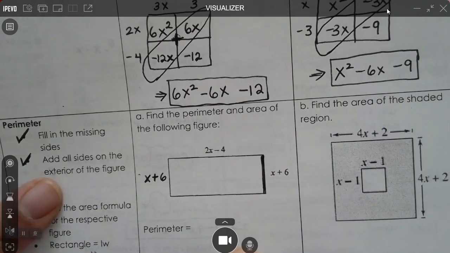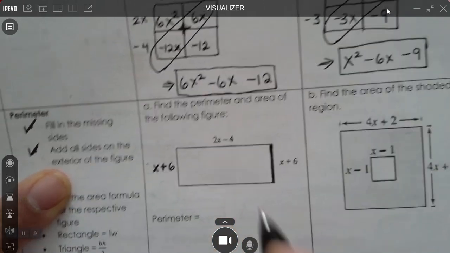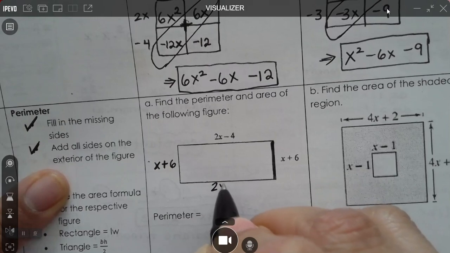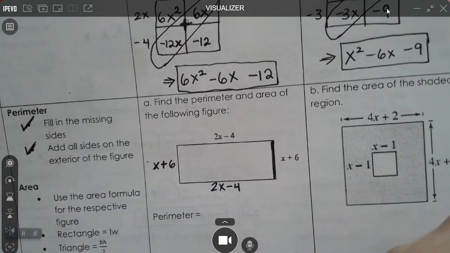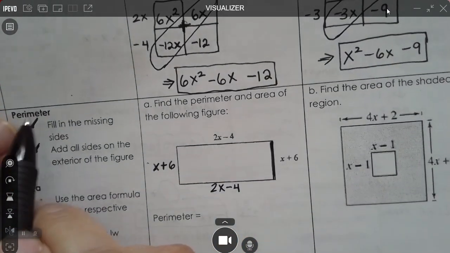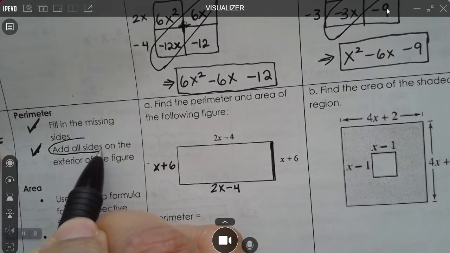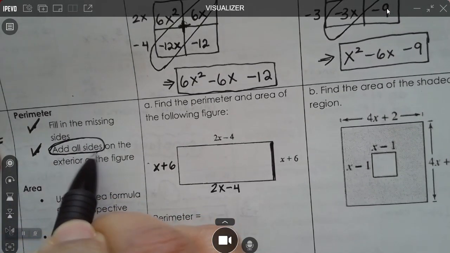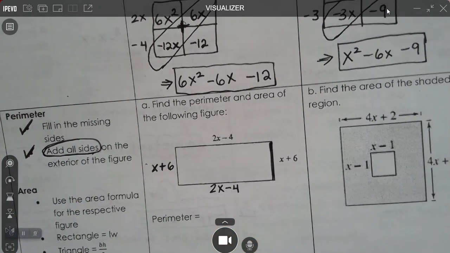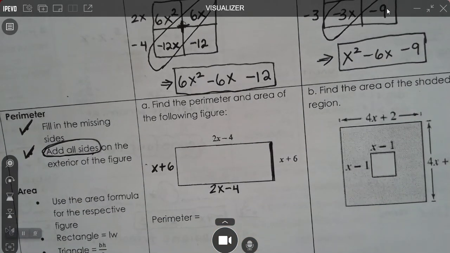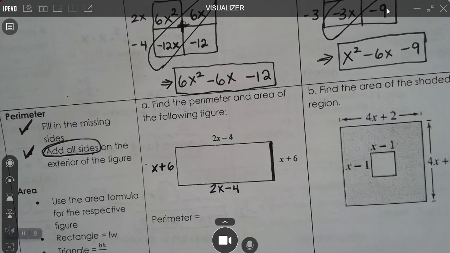Now we also have to fill in this missing side. How much is this missing side? 2x minus 4. Okay? So for the perimeter, you need to add all the sides. All right, go ahead and circle that. Add all the sides for polynomial. That means add all your like terms.